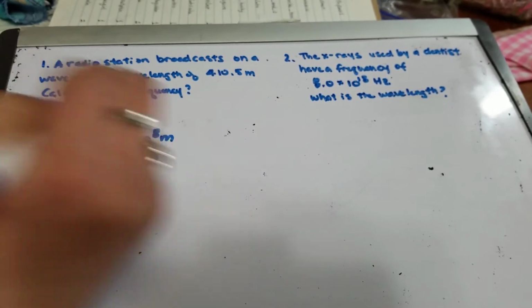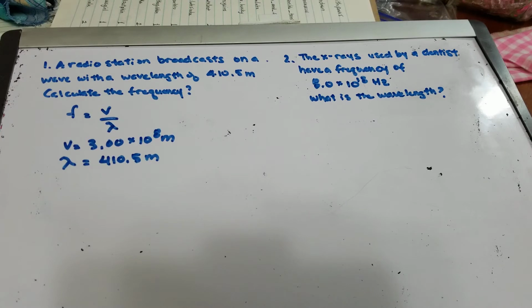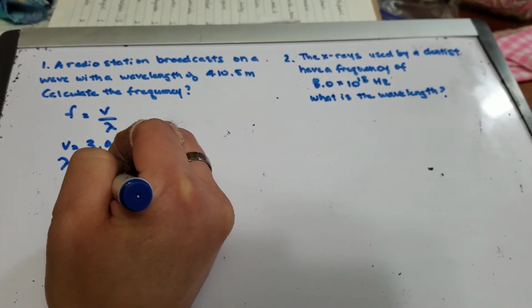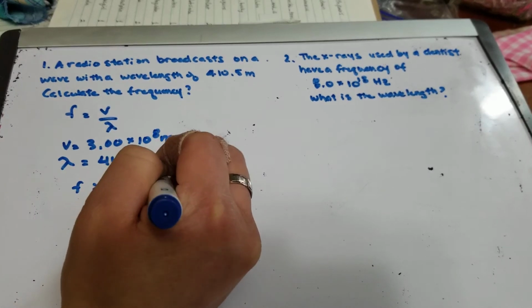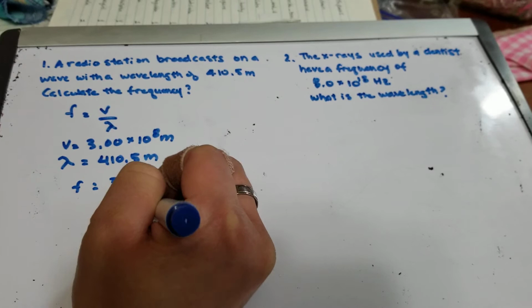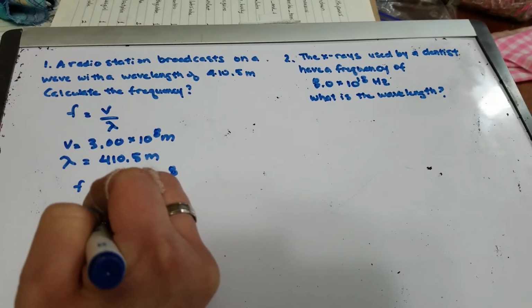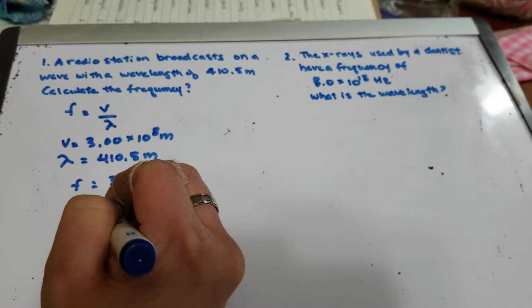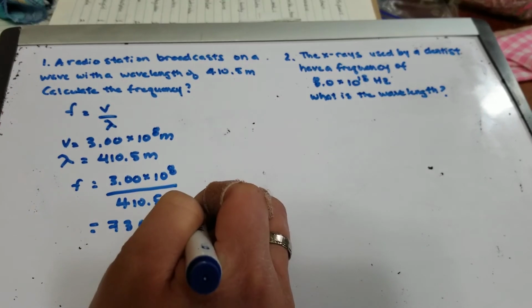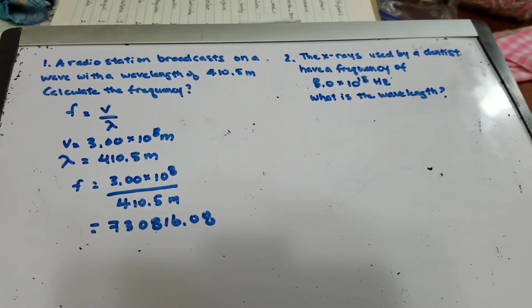410.5 meters. So when you put this in the formula, you get V over lambda. F is equal to 3.00 times 10 to the 8 divided by 410.5 meters, which is equal to an answer of 730816.08.